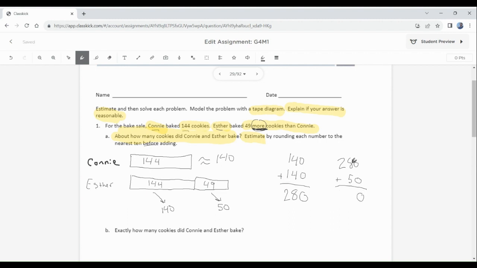0 plus 0 is 0. 8 plus 5 is 13, and 2 plus 1 is 3. So I could say together they made about, remember that word about usually indicates that we are rounding, so about 330 cookies.